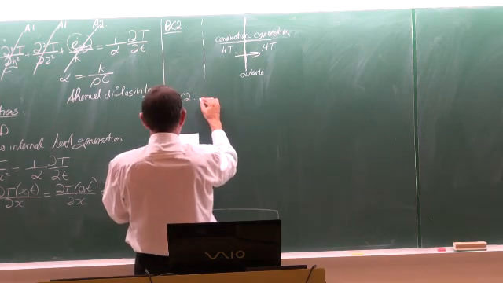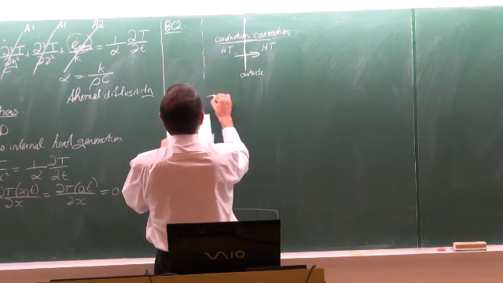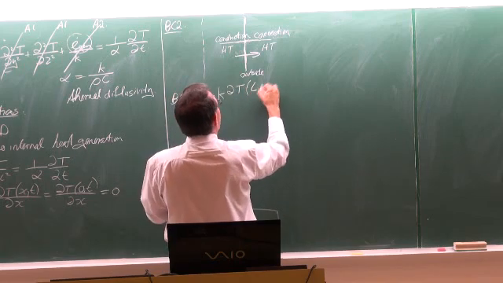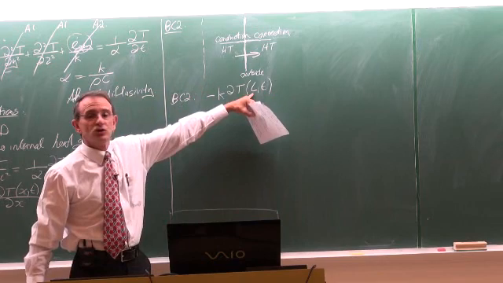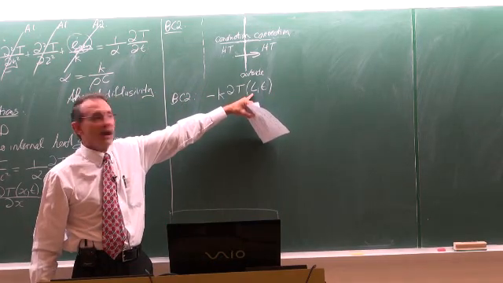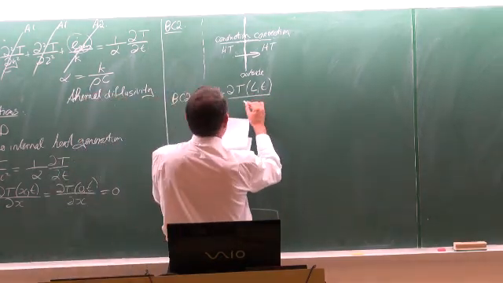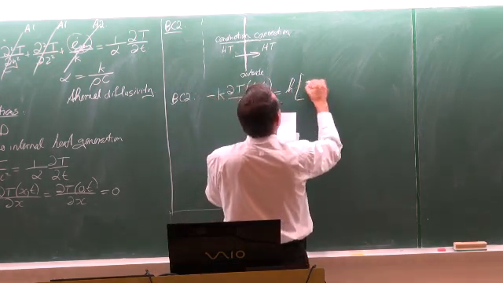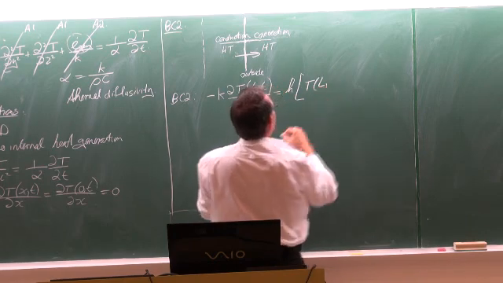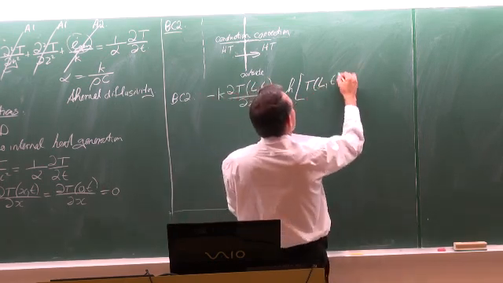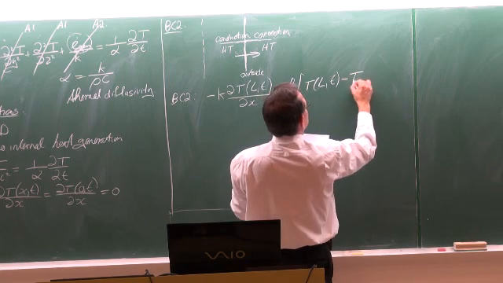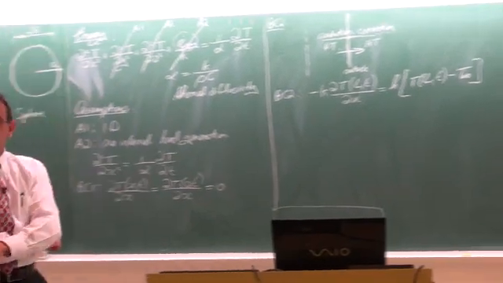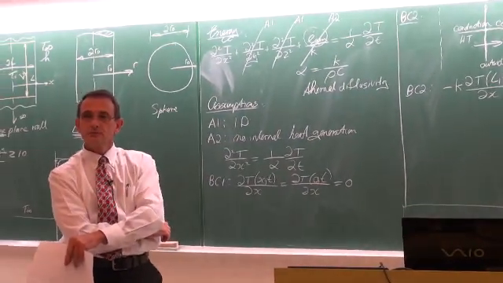The second boundary condition says the conduction, which is equal to minus k partial dT/dx where x is equal to L, is equal to the heat transfer coefficient multiplied by the temperature where x is equal to L, minus T infinity. So that is our second boundary condition.